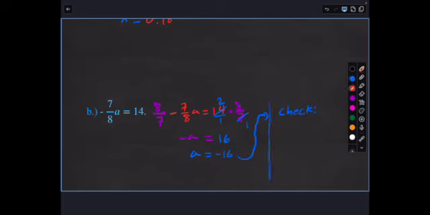So let's check our work. We have negative 7 over 8 times negative 16 equals 14. Let's make sure that this works. 16 and 8 have 8 in common, so we get rid of it. This gives us a 2 on top. Negative 7 times negative 2 is indeed positive 14. So that all checked out. Remember to check your work. Make sure that we end up with the same results.